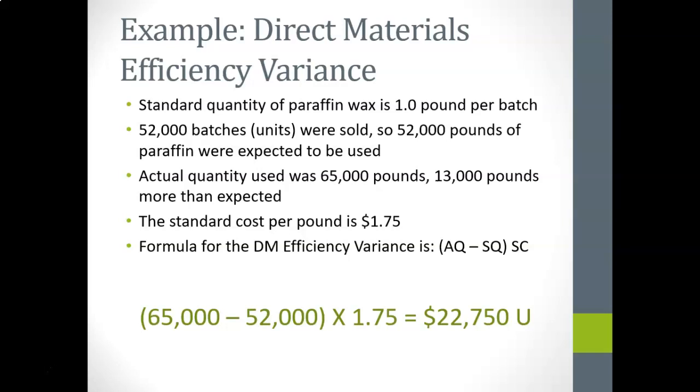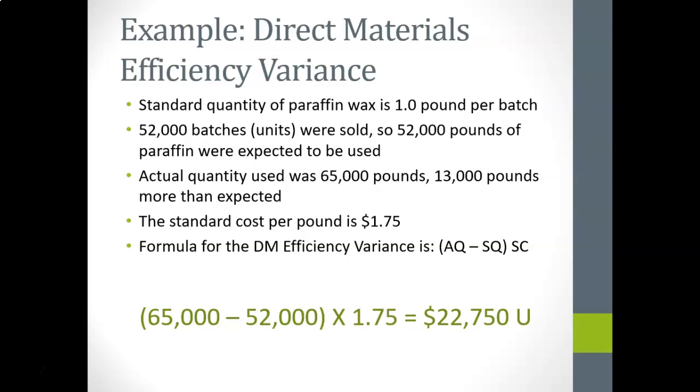The standard cost, and realize that 13,000 has nothing to do with the 13,000 total variance in dollars. It just happens to be the same number. The standard cost per pound is $1.75. So we now have everything we need to plug into our formula. Remember, our formula is AQ, actual quantity, minus SQ, standard quantity, and that difference times the standard cost per unit. So let's see how that plays out.